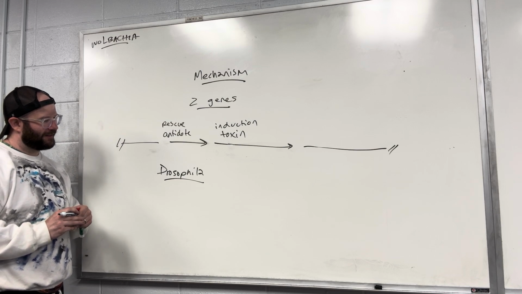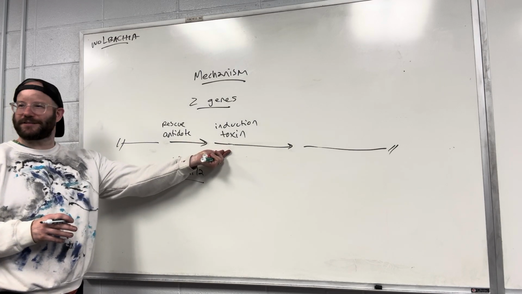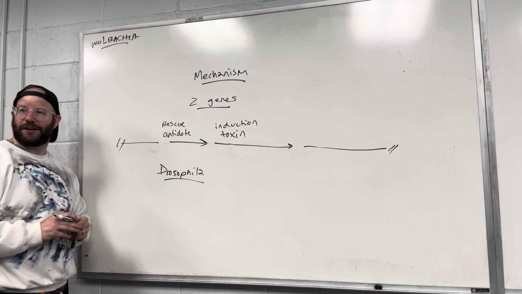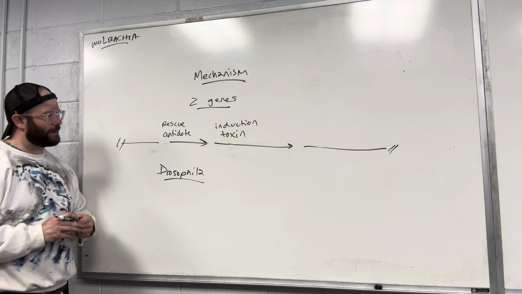What do you mean by prove it? Prove that this causes CI and that this rescues it. How would you prove that? Can it be knocked out in Drosophila?